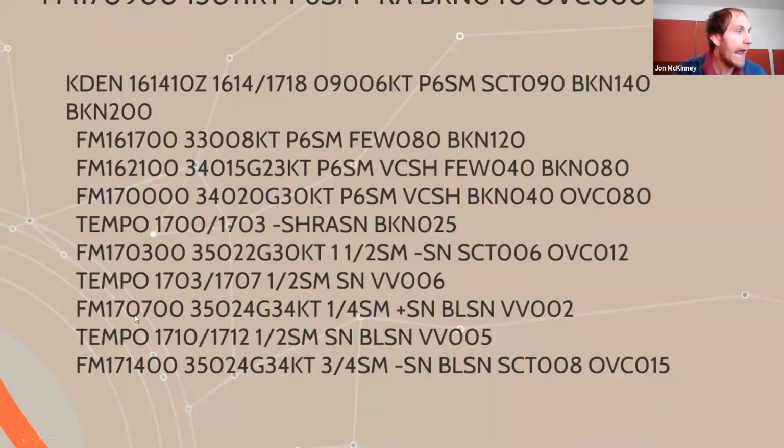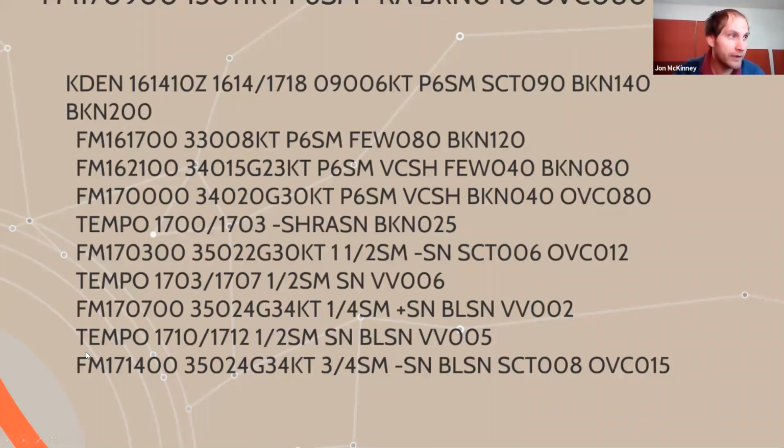Okay. Now we are analyzing the 17th day at 7 Zulu until the 17th day at 14 Zulu. That's a 7-hour window. During that window, we anticipate the forecast to be 350 winds, true, 24 gusting 34 knots, 1/4 statute mile visibility, plus SN, heavy snow, BLSN, blowing snow, VV002, vertical visibility 200 feet.